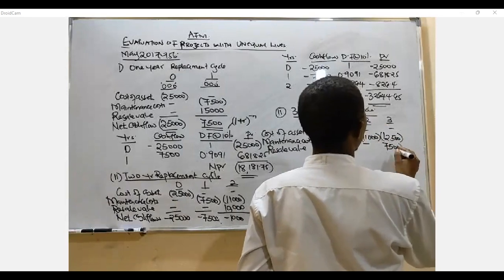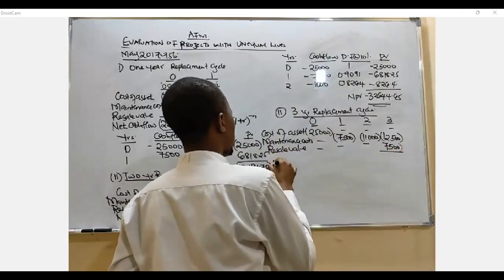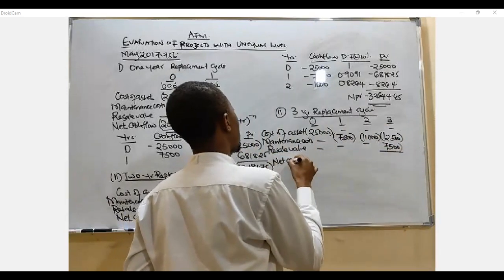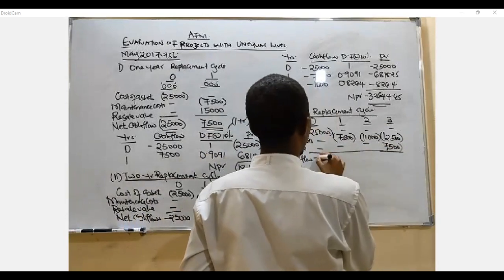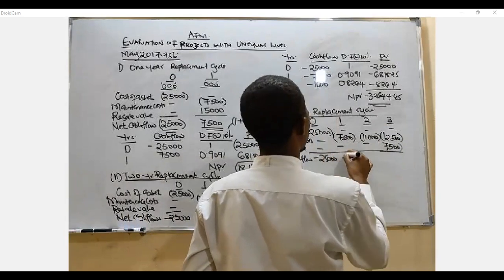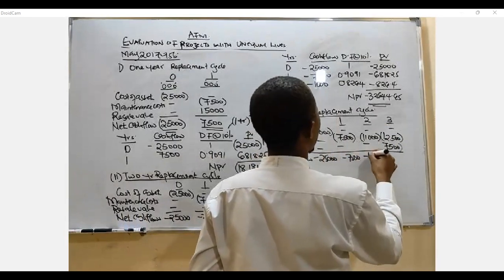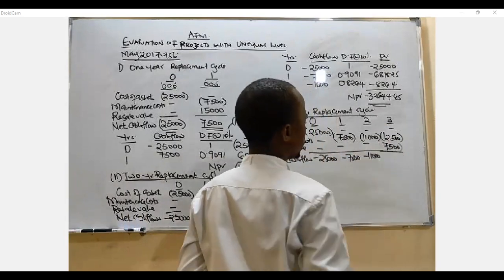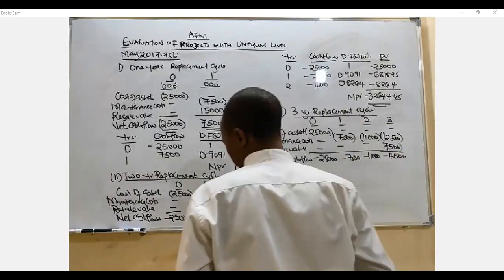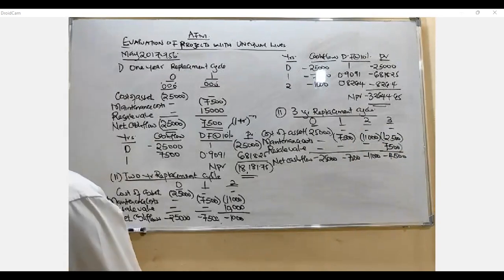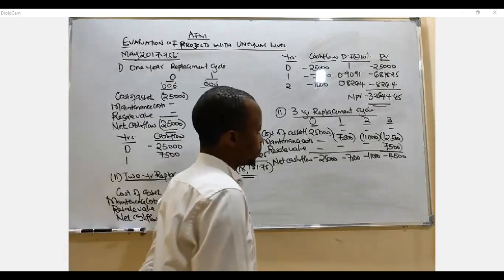The resale value for the end of year 3 is 7,500. So what is your net cash flow? My net cash flow will look like this. Here we have negative 25,000. Here we have negative 7,500, negative 11,000. Here we have negative what? It should be negative 5,000.